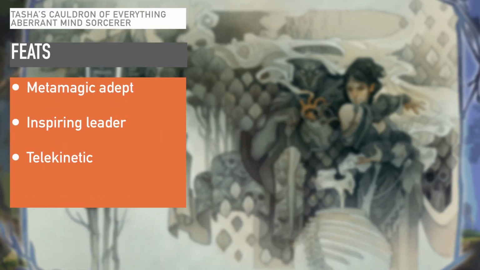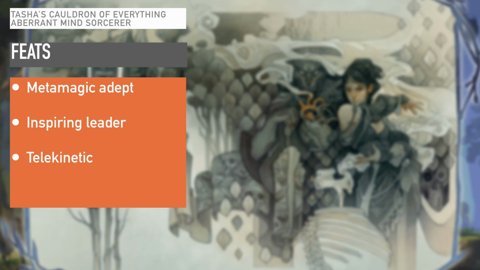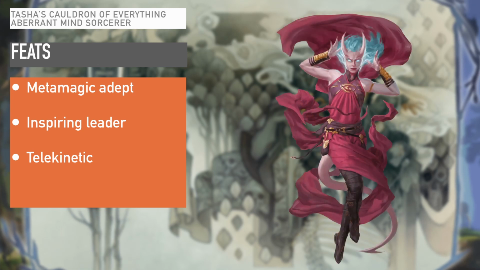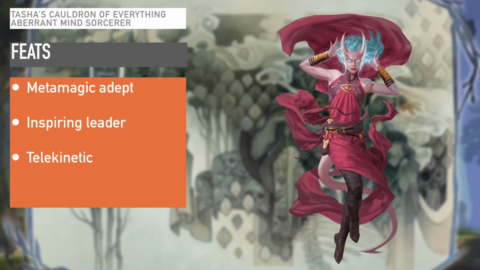With the feats for the Aberrant Mind, the obvious ones are the Metamagic Adept and Inspiring Leader. They're great fits for any Sorcerer subclass, but I would also recommend the Telekinetic feat, found in Tasha's Cauldron of Everything. This really helps use your bonus action economically, and it's a useful way to have an impact in combat, and you can use it in more roleplay heavy settings as well. It ties in perfectly thematically with the whole telepathic, astral touched archetype.